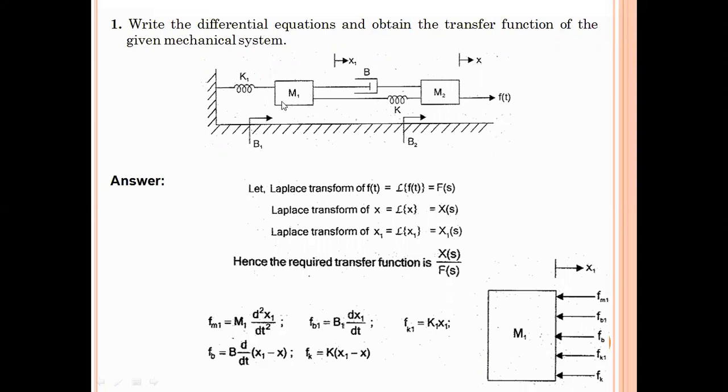Now we are at the m1 position. So at m1, what is the displacement? x1. So we must give priority to x1 because we are at m1 now. So the force equation will be b into d by dt of x1 minus x for fb. Similarly for fk, it is k into x1 minus x, because now we are at x1.